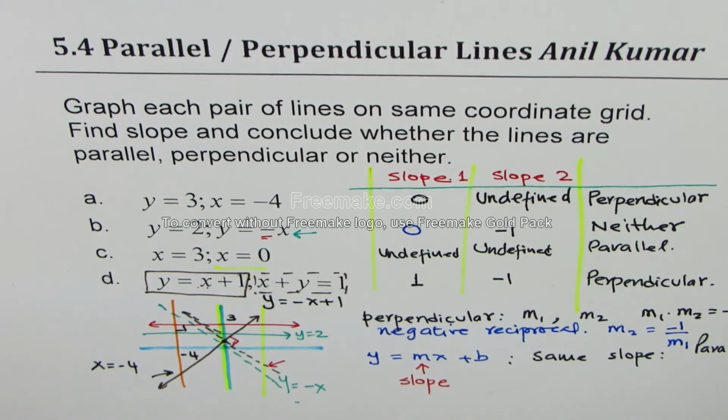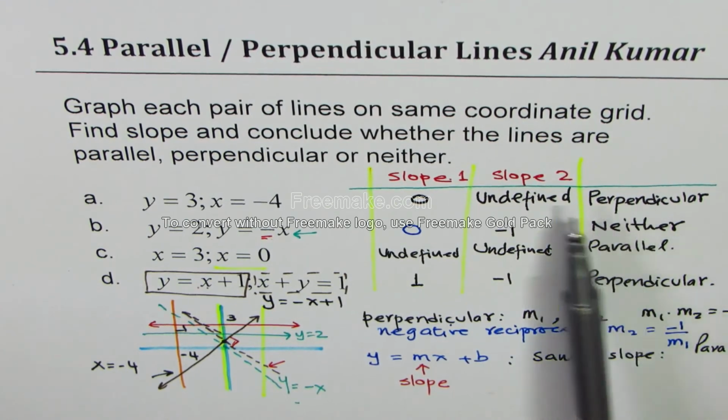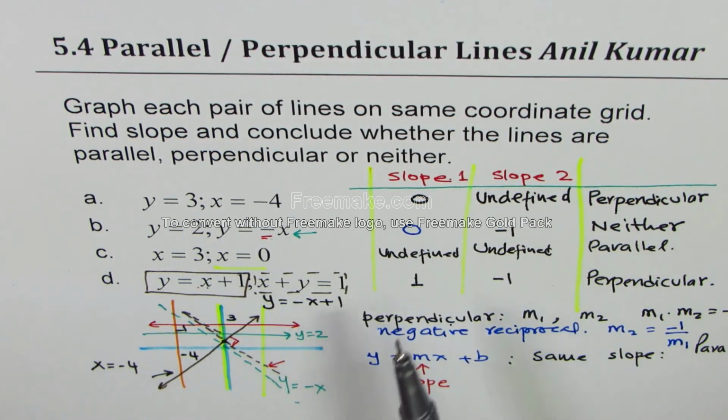So you could draw the lines and see for yourself which lines are parallel and which are perpendicular. Remember, for perpendicular lines, negative reciprocal is the ratio, for example, here. And for parallel, they have the same slope, right?